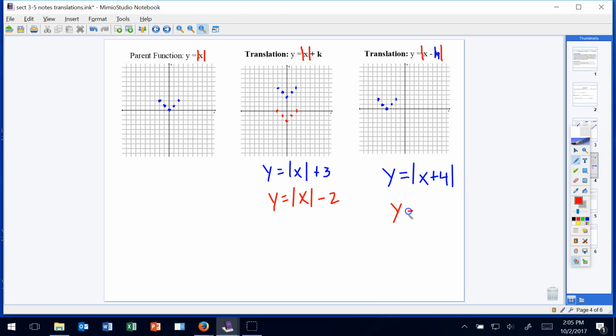Let's go the other way. If I were to do the absolute value of x - 3, then that's taking the parent V and moving it 3 places to the right. Because if you compare h and my red function here, h is 3. 3 being a positive number means I'm going to shift 3 places to the right.